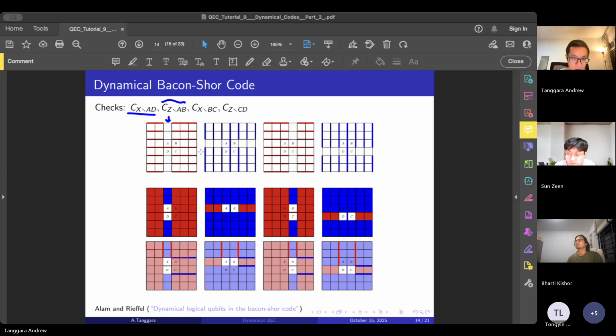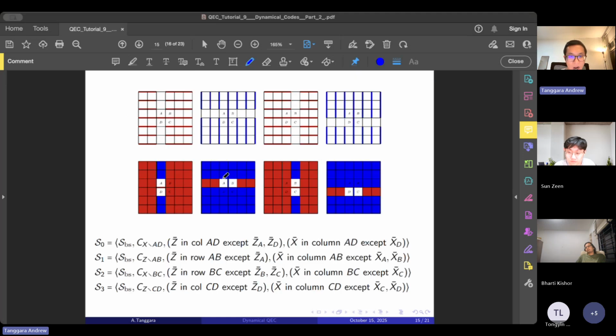So what that's going to give us is that now the stabilizers are going to change, as we're going to see. I think I'm going to do that in the next slide. And the logical operators, you're going to have an extra logical operator basically, and that's going to be represented by this red line. So that's kind of like the dynamical X operator.